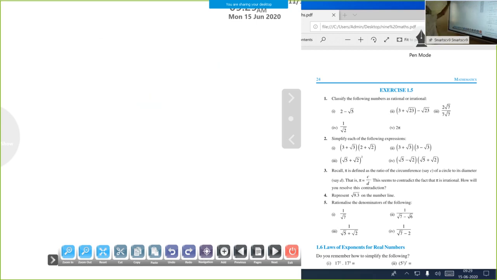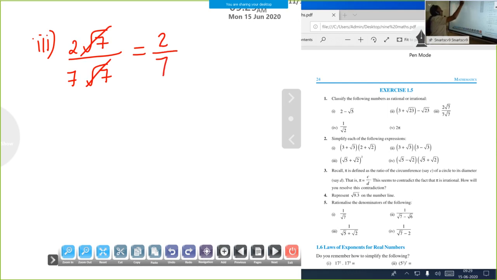2 root 7. Your third question. 2 root 7 divided by 7 root 7. We can cancel these same numbers. Root 7 divided by root 7, the value is 1. So our final answer is 2 by 7.